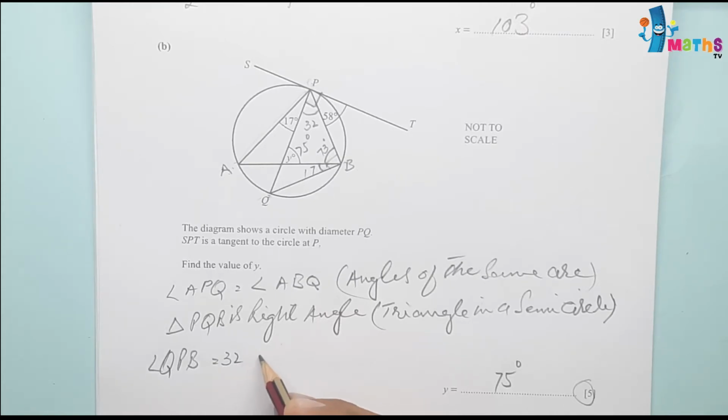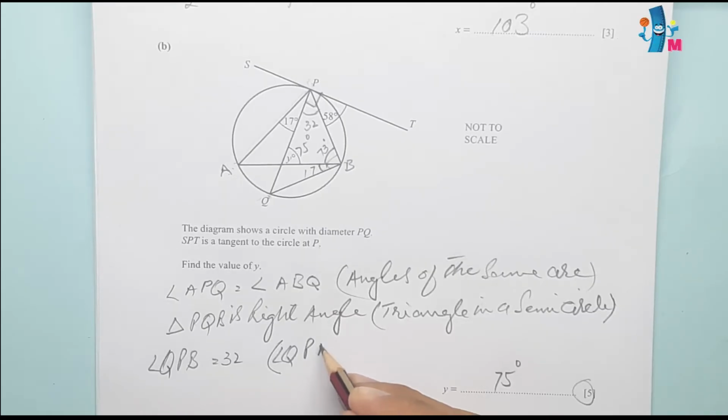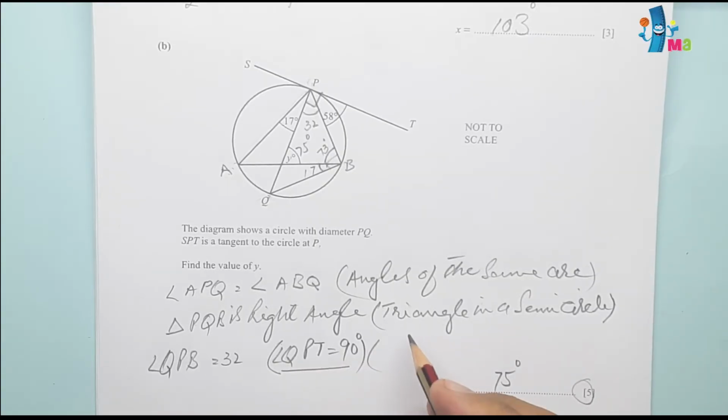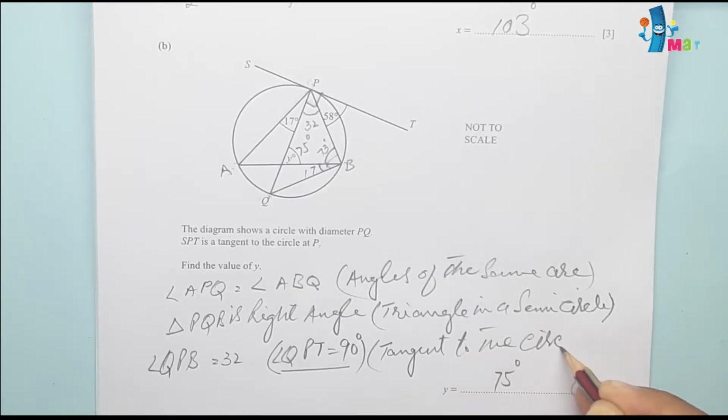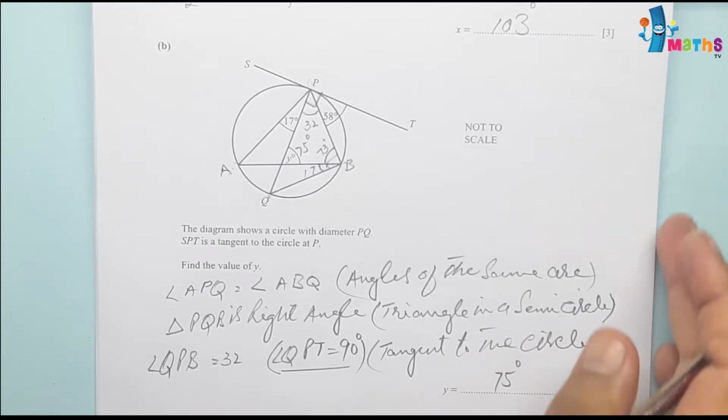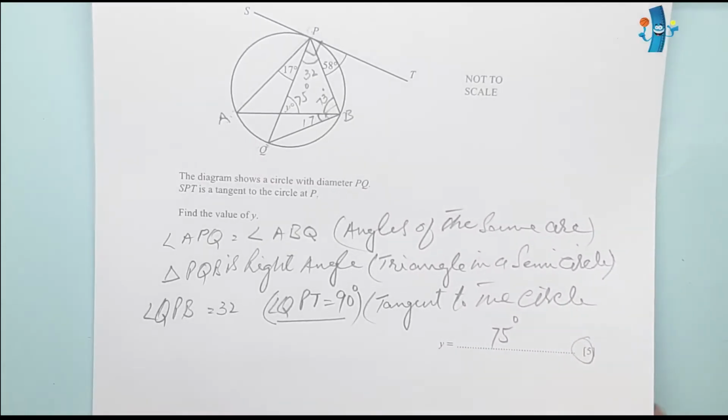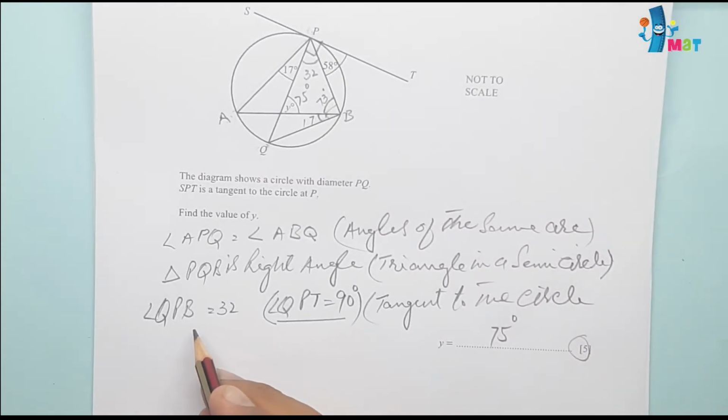32, we can write angle QPT is equal to 90 degrees. This one also we can mention, and we can mention the reason tangent to the circle. Basically this is a 5 marks question, so we'll have to do some extra effort so that we will not be losing any mark. So that's why I'm writing the maximum reasoning for this.